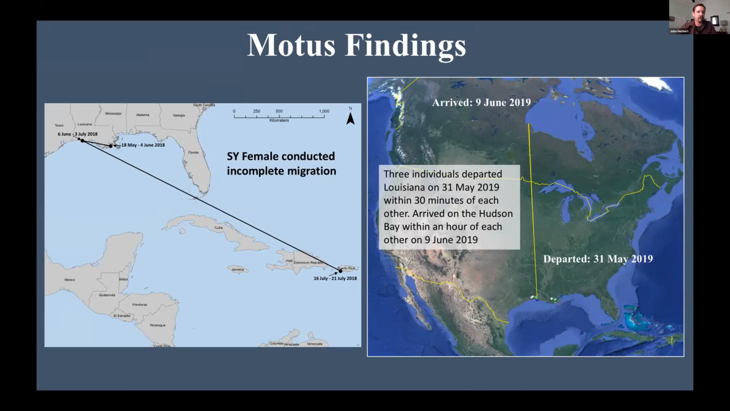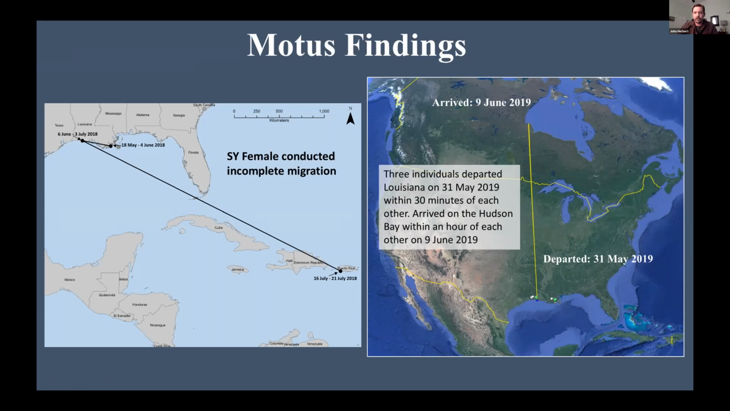So she stayed on. I tagged her on Grand Isle on 18th of May in 2018, and she spent the summer, the breeding period, on the Louisiana coast, and then headed back south during fall migration. And then on this figure on the right, this is another interesting finding we had.